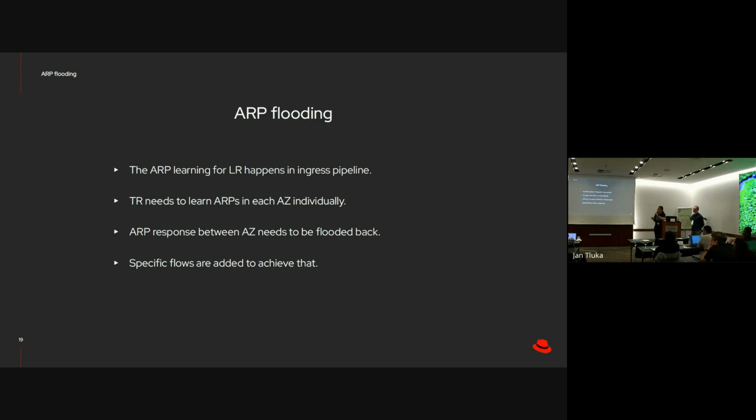The problem is that the ARP is happening in the ingress pipeline, and OVN behaves in a way that the ingress pipeline happens before the tunneling, and egress happens after the tunneling. So if inside the transit router we ARP, we will cross the tunnel and the reply will arrive at the other side, but the other side has the same IP. So we would never learn the ARP response in the AZ that sent the ARP in the first place. That's why we need a thing called ARP flooding for the transit router.